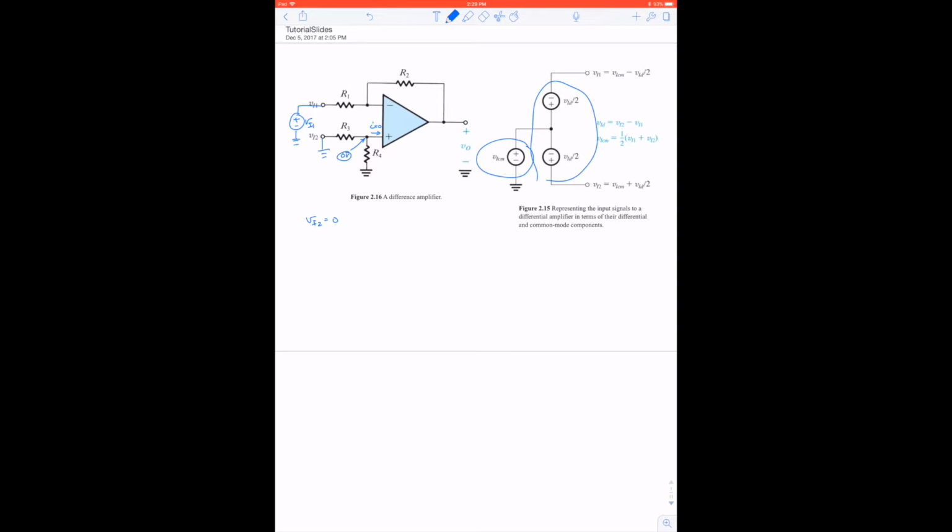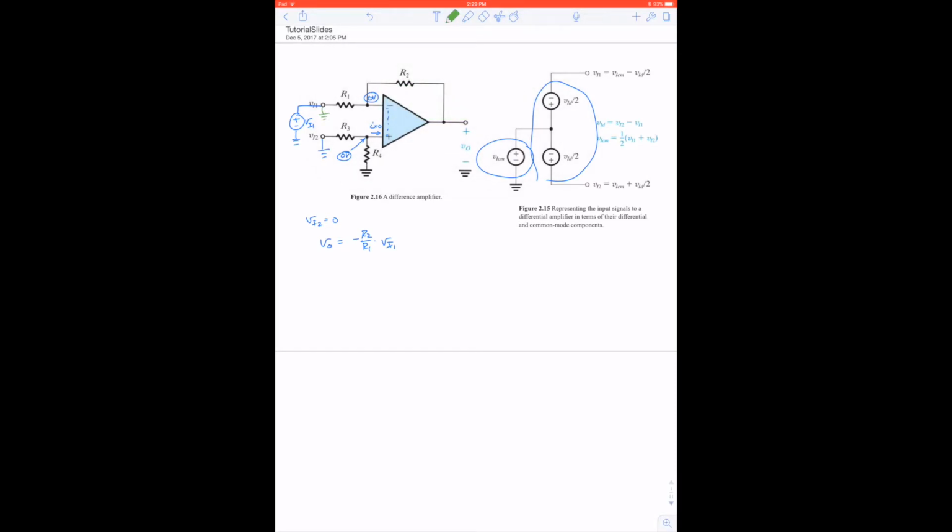If you recognize that to be the inverting configuration of the op-amp, then Vout is just minus R2 over R1 times Vn1. If you don't recognize that, then use the virtual short to recognize that the potential at the negative pin is also 0 volts, and then solve the problem like we have been.